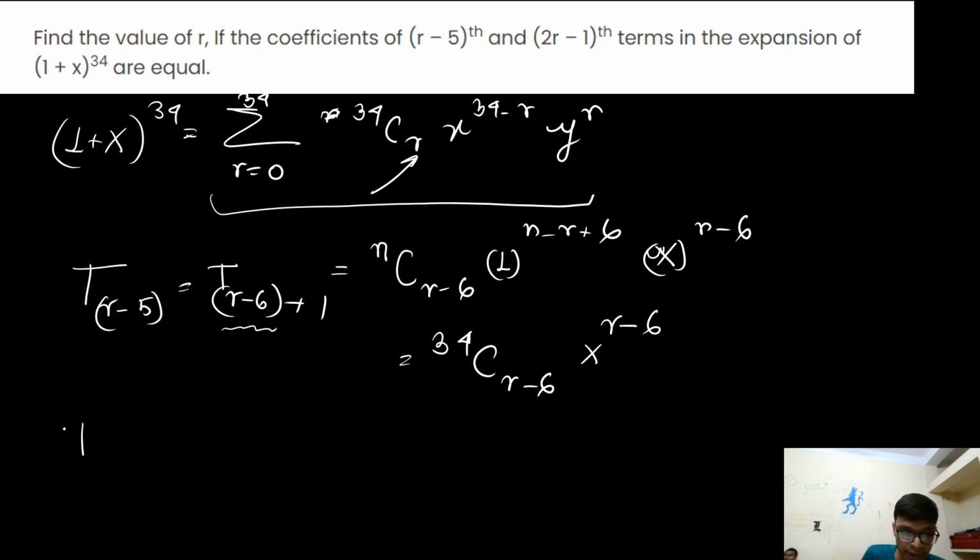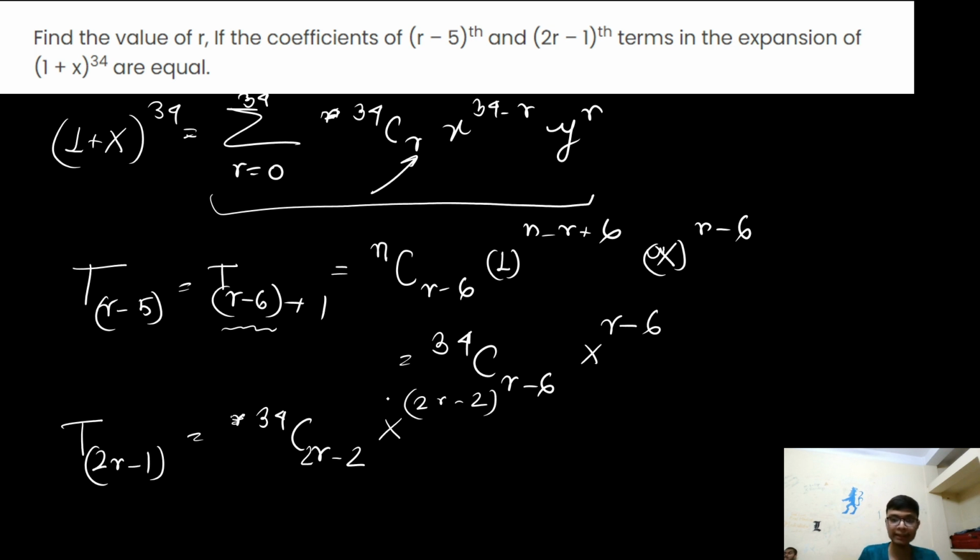And in similar fashion, we'll write that term, the 2r minus 1th term, as in place of n we will write 34C. Now we can write this as 2r minus 2 and plus 1. So we'll write in place of this particular r, we'll write it as 2r minus 2 and 1 की power 34 minus 2r plus 2 and 1 की power कुछ भी हो तो 1 ही आने वाला है, and similarly into x की power 2r minus 2.